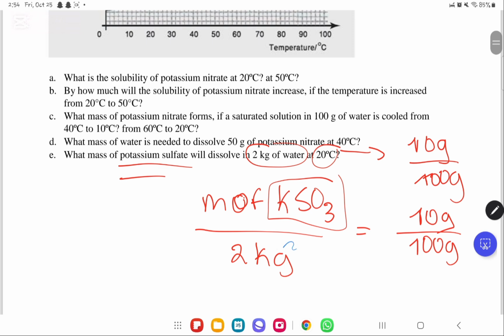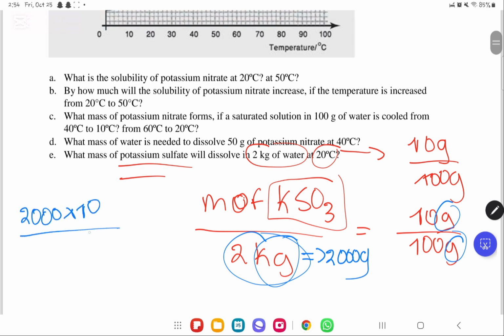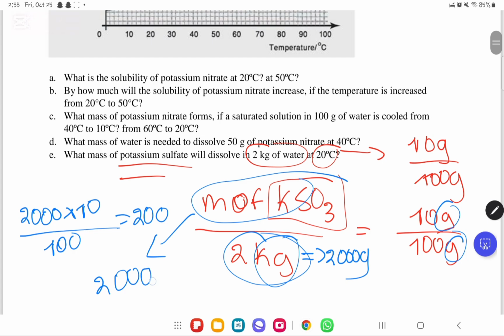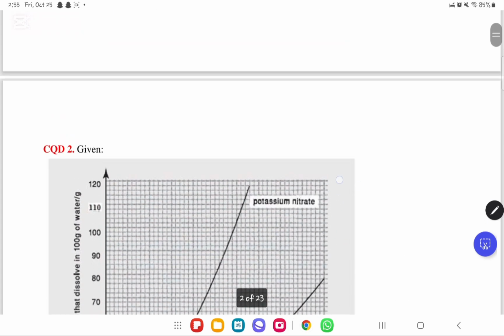If you notice, we have what? Two different units. We have kilograms, grams, and grams. So definitely we need to change them so they are all the same unit. So let's change this from kilograms to grams. It becomes what? 2,000 grams. So now by doing cross multiplication, you will get 2,000 times 10 divided by 100. If you do it on your calculator, you are going to get 200. So the mass of potassium sulfate that will dissolve in 2 kg of water at 20 degrees Celsius is 200 grams. So I believe that was CQD number 2.